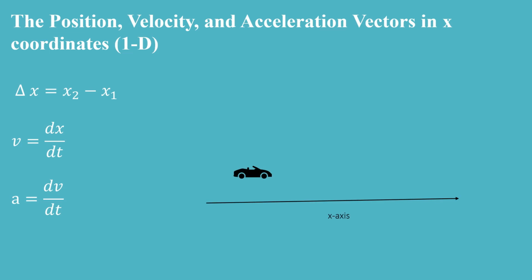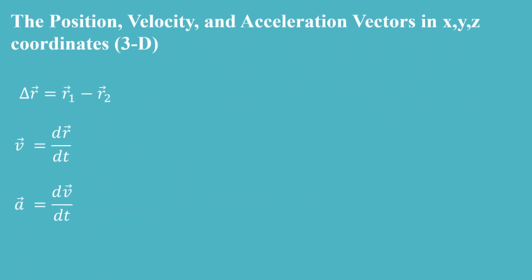So say I have a car, and I only have one dimension, the x-axis. I'm going to move the car only along one axis, right? So the displacement is the distance that the car drives, so it's going to be delta x. If I take the derivative with respect to time, it's going to be my velocity. And if I take the derivative of velocity with respect to time, it's going to be the acceleration, right? But what about 3 dimensions?